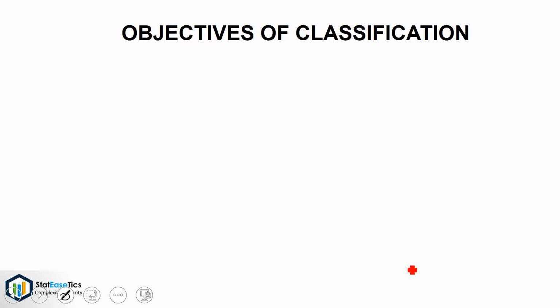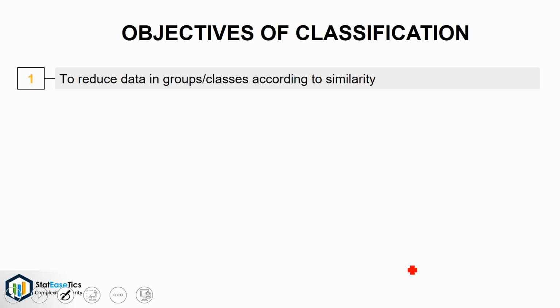Why do we need to classify the data? For that, let's see the objectives of classification. The first one is to reduce data in groups or classes according to similarity. For example, let's consider the classification given by Whittaker, where he has grouped living organisms into 5 kingdoms like Plantae, Animalia, etc. based on similarity in their characteristics.